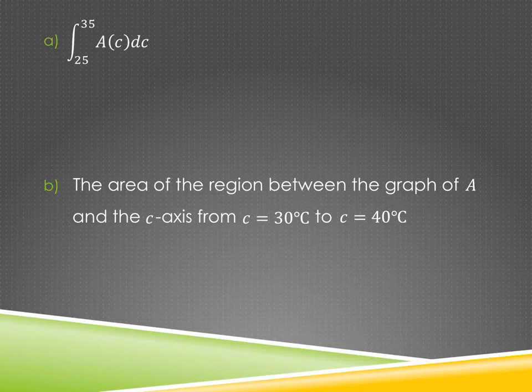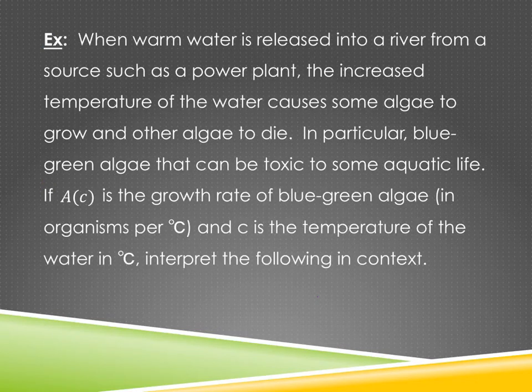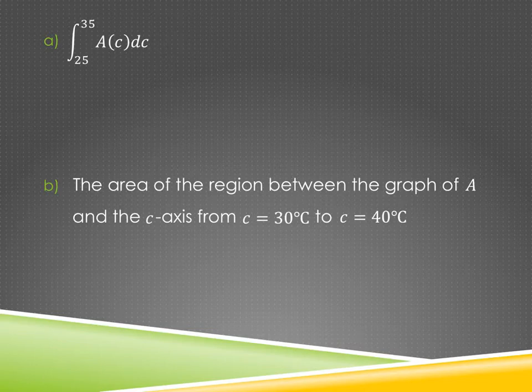Okay, so what was A of C? The growth rate of the blue-green algae. Okay, this particular type of toxic algae. And what was C? Because it says dc with respect to C at the end. The temperature of the water. Okay, so we know that the water is what's changing temperature. That's the 25 to 35 that we had, and that's how we're going to start. Anytime we're doing interpretation with these, we're sort of moving from left to right. So what we have is the change in the algae from the temperature. So this is what's changing.